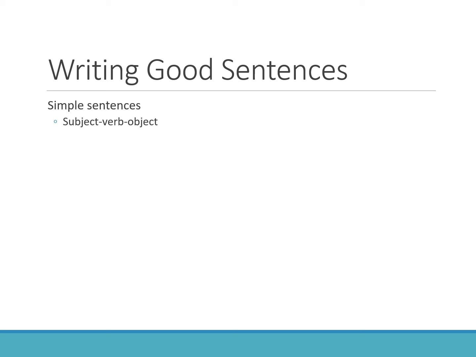Okay, so we're not going to talk a ton about grammar, but I do want to review a few basic things. At the simplest level, a good simple sentence should have a subject, who's the actor, a verb, which is the action, and an object, which is what is being acted on. In a simple, active sentence, they generally go in this order: subject, verb, object.